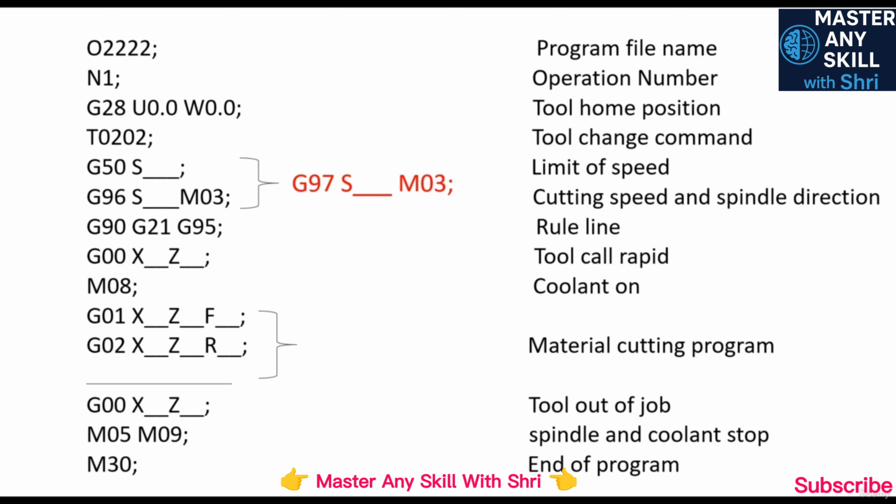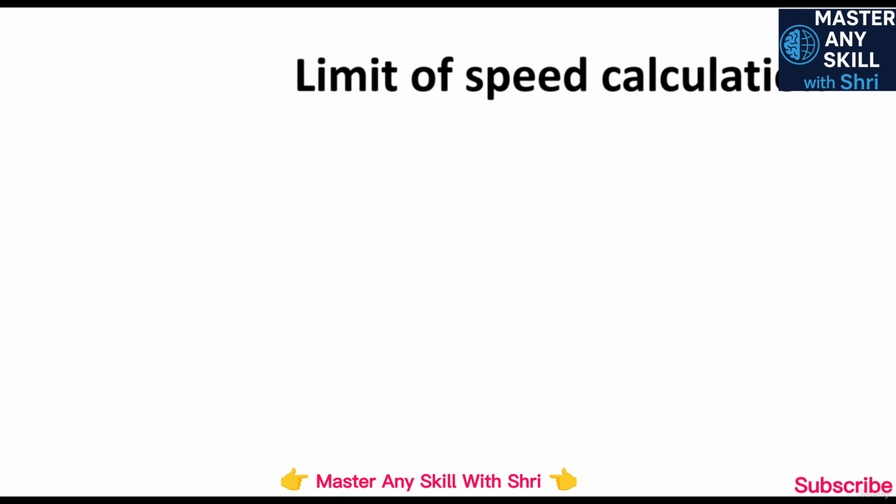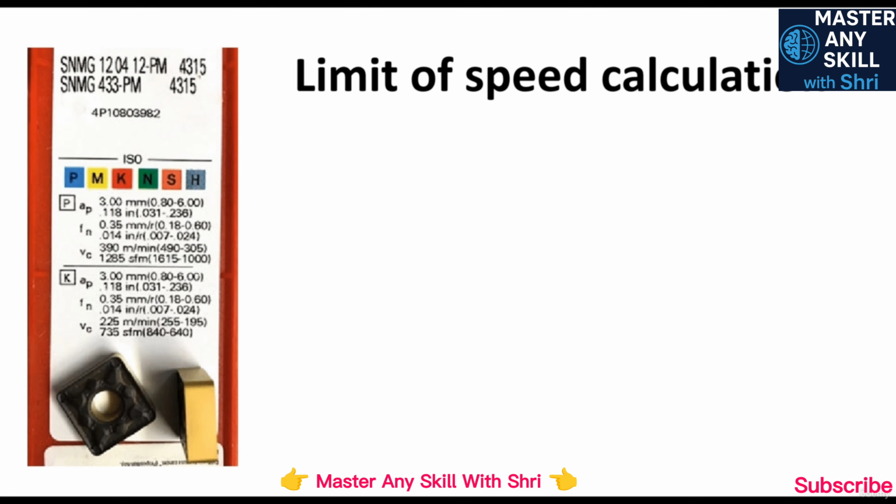As you know, we have written the cutting speed after the G96 code. So let's see from where we get this cutting speed. If you have seen your insert box, on that insert box the cutting speed is given by the VC symbol. So we have different VC for different insert grades.